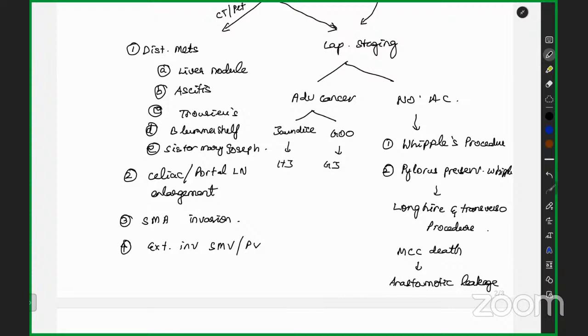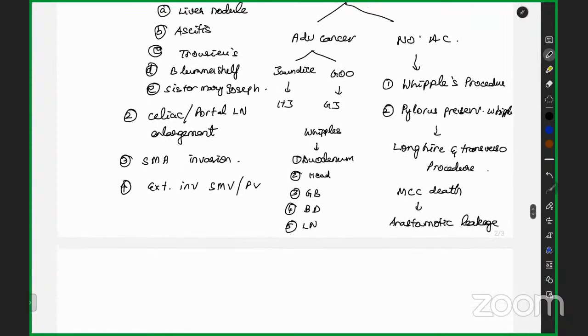What are the structures removed in the Whipple's procedure? So write it down. In Whipple's procedure, what are the structures that are going to be removed? Number one is your duodenum. Number two is your head of pancreas. Number three is your gallbladder. Number four is the bile duct. And number five is the lymph nodes. So these are the structures that are removed in the Whipple's procedure.